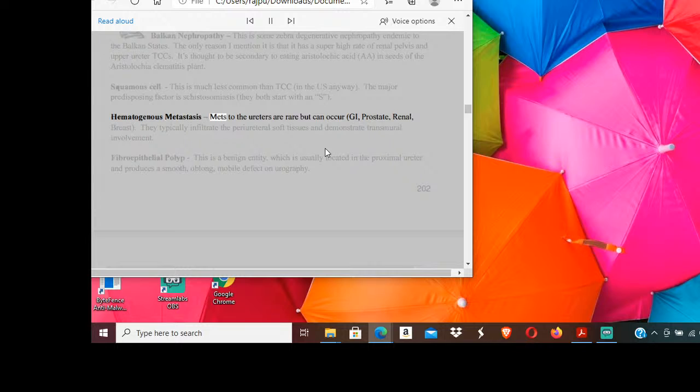Hematogenous metastasis. Mets to the ureters are rare, but can occur: GI, prostate, renal, breast. They typically infiltrate the periureteral soft tissues and demonstrate transmural involvement. Fibroepithelial polyp. This is a benign entity, which is usually located in the proximal ureter and produces a smooth, oblong, mobile defect on urography.